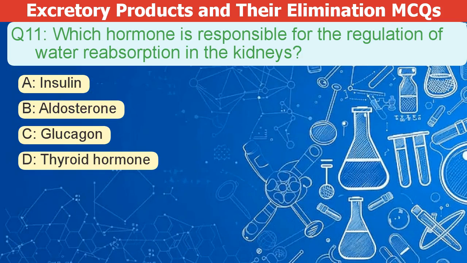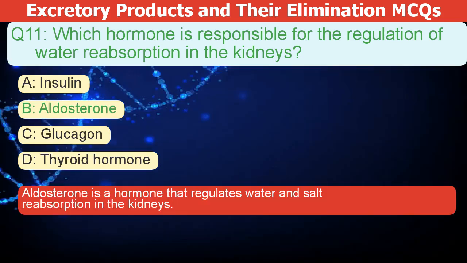Which hormone is responsible for the regulation of water reabsorption in the kidneys? A. Insulin. B. Aldosterone. C. Glucagon. D. Thyroid hormone. The correct answer is B. Aldosterone is a hormone that regulates water and salt reabsorption in the kidneys.